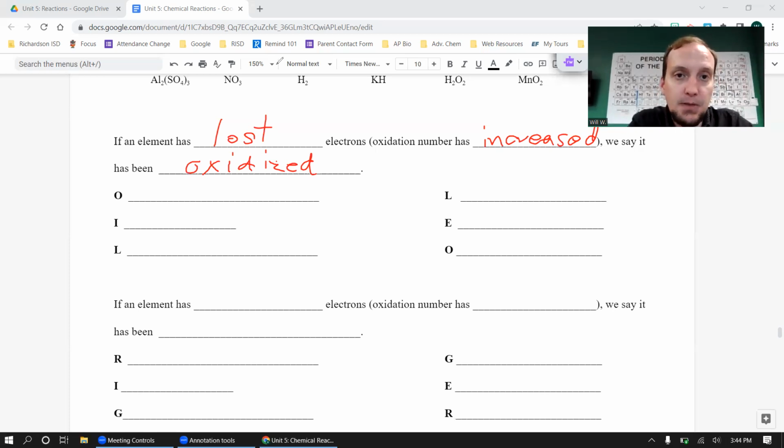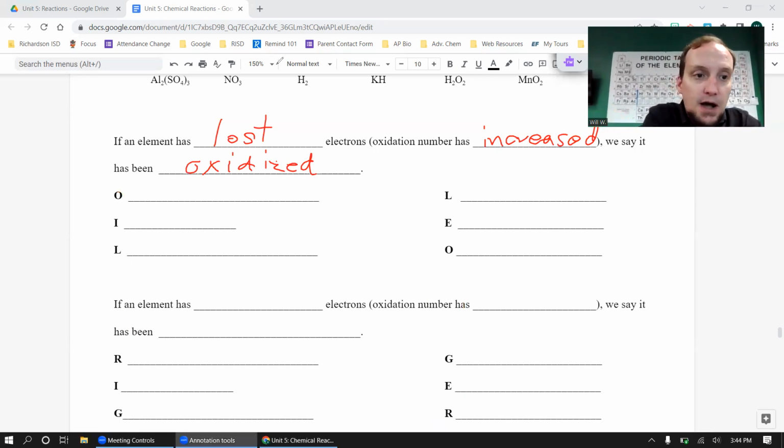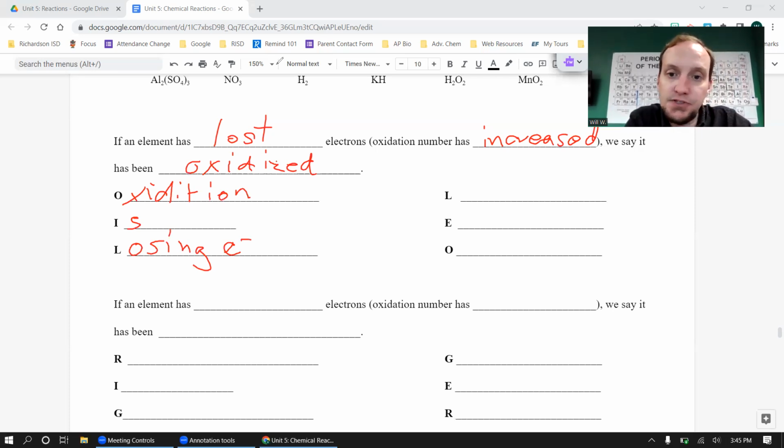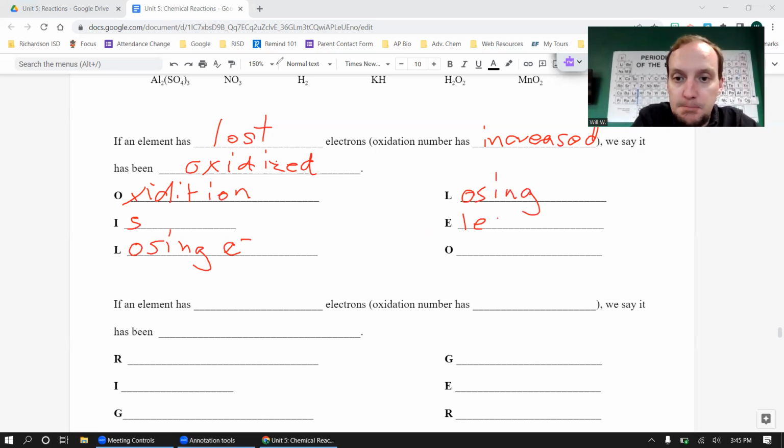Now the mnemonic is oil. So what we have here is oil rig, and we have Leo says ger, like Leo the lion. So oil from oil rig, oxidation, I should say. Oxidation is losing electrons. Okay, oxidation is losing electrons. The other way to say that for Leo says ger, Leo is losing electrons is oxidation.